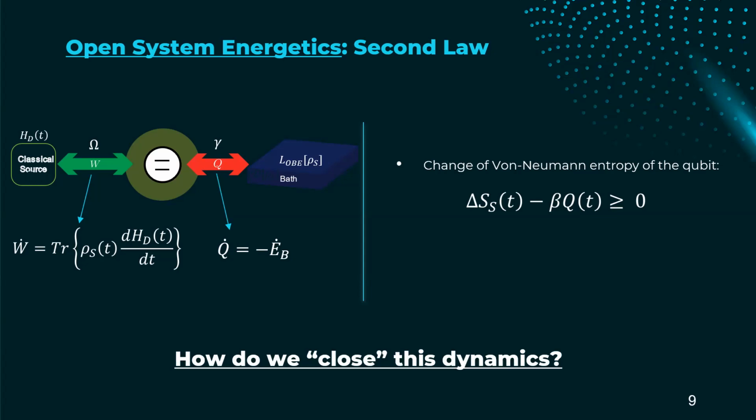So the question arises, how do we close this dynamics? First of all, what does it mean by closing? By closing, we mean we need some external drivers. We need to model this external driver and the bath, and we need all information about everything that is involved here, right?